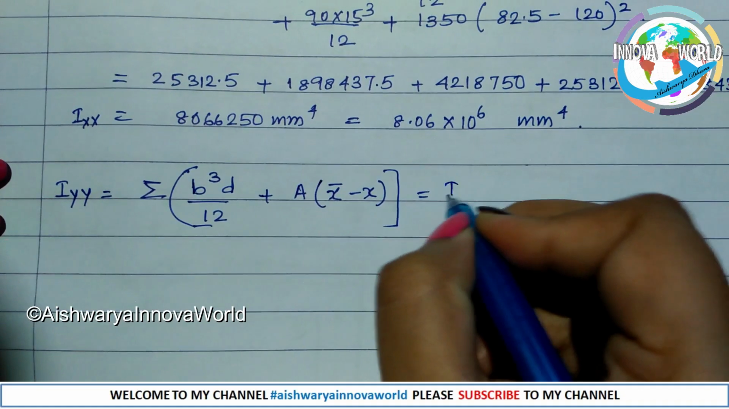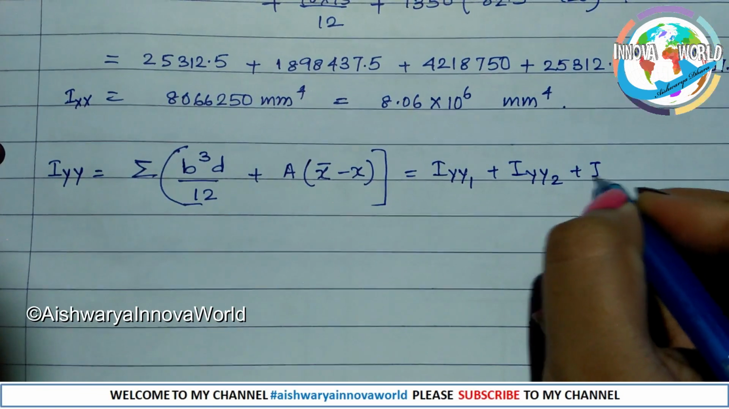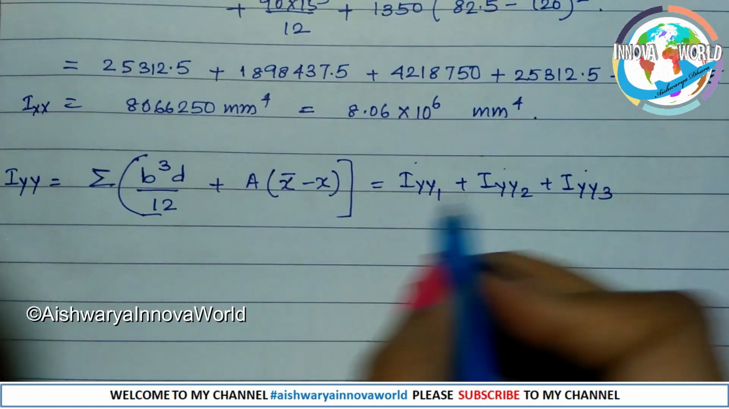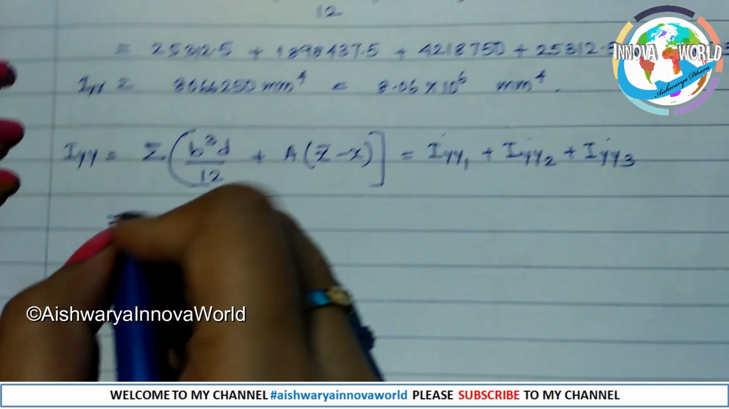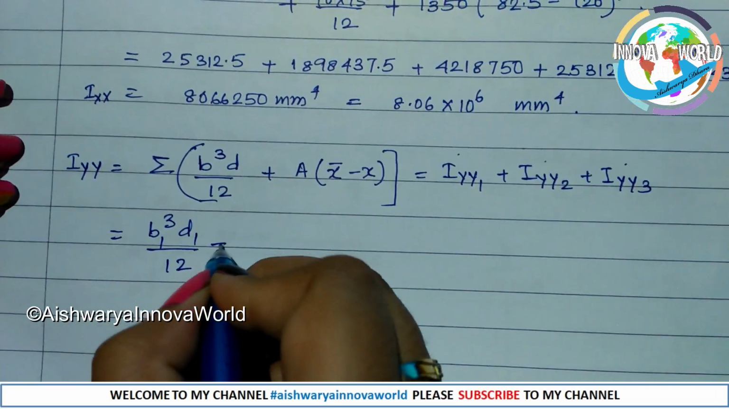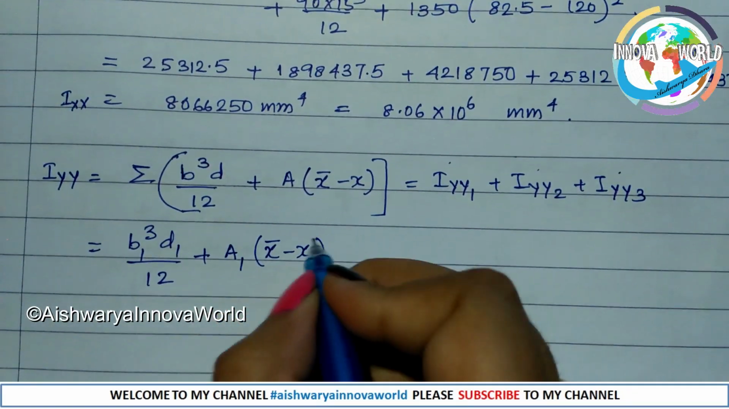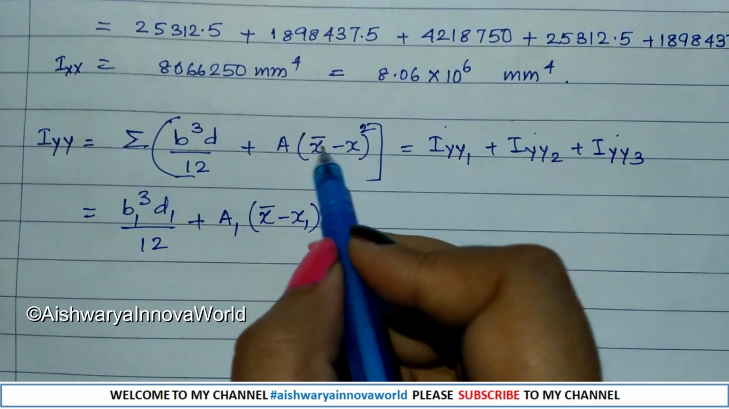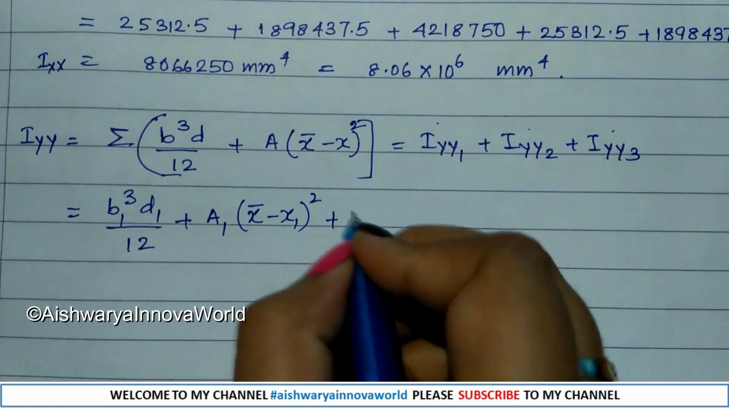So what is that Iyy? Iyy1 plus Iyy2 plus Iyy3, because we have node 1, node 2, node 3. So this formula will be applicable for all the three nodes. We can write B1 cube D1 by 12 plus A1 (x bar minus x1) whole square. Here I forgot the square value, please make note of it: (x bar minus x) square. Similarly, you have to follow for the other two nodes.